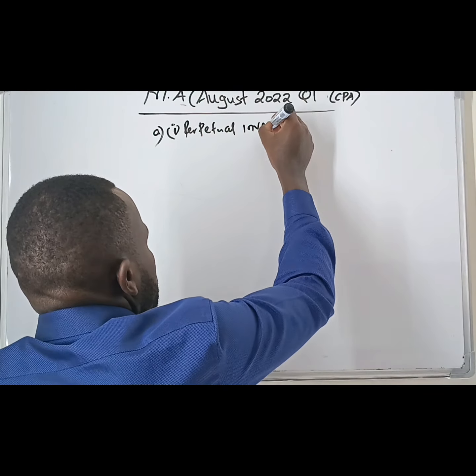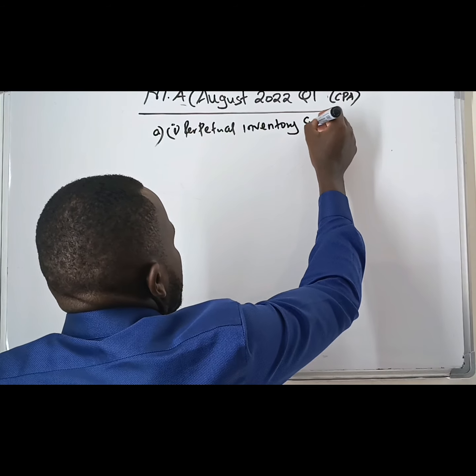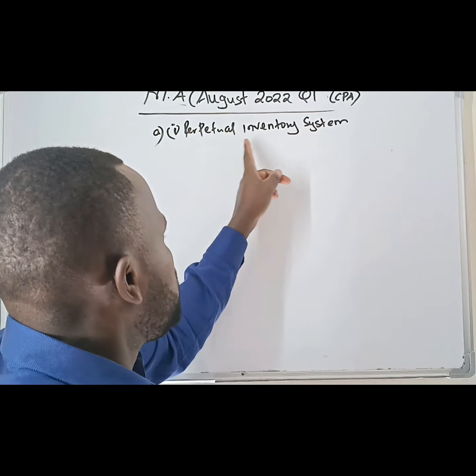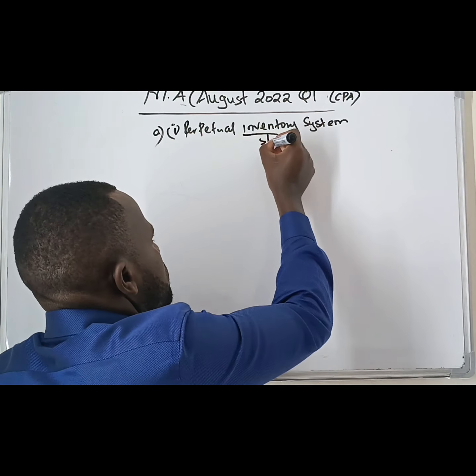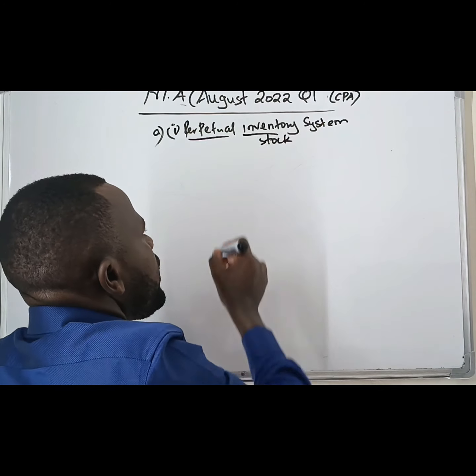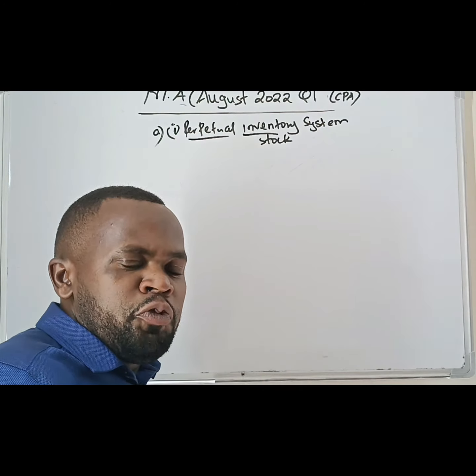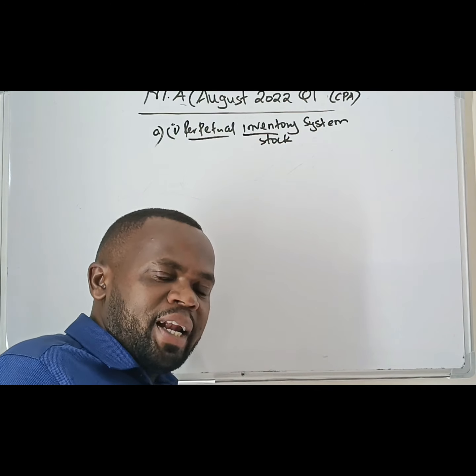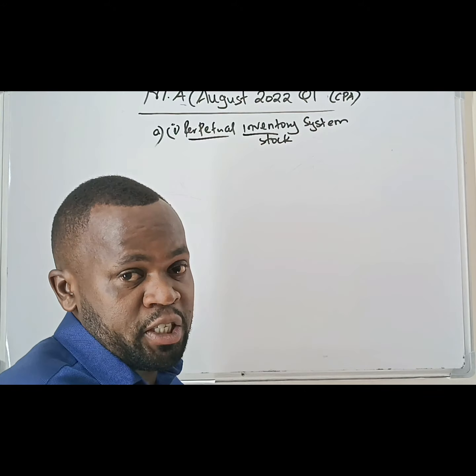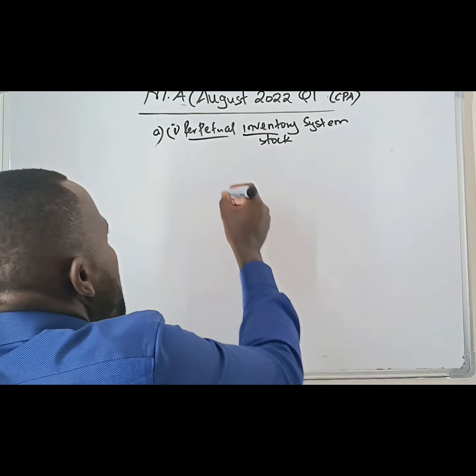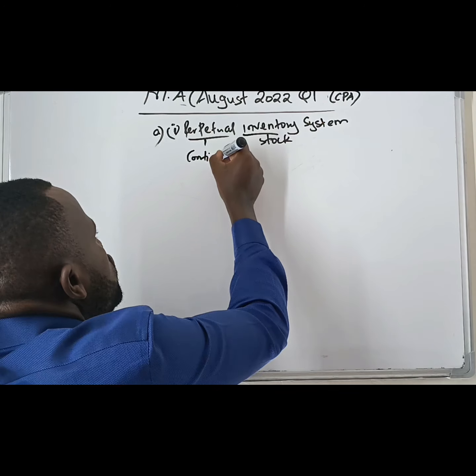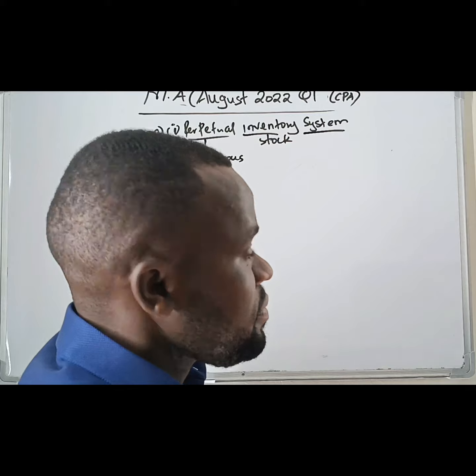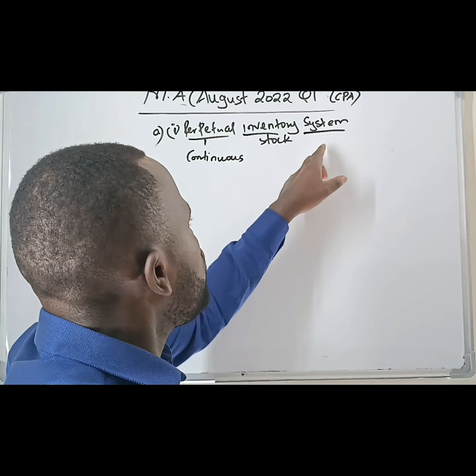inventory system. What is inventory? Inventory is stock. What does the word perpetual mean? Sometimes if you understand the terms, it becomes easy for you, even if you don't have a clear meaning. But I want to help somebody who wants to pass the exam. Perpetual means continuous. Then this is system. So it is a continuous stock-taking system.